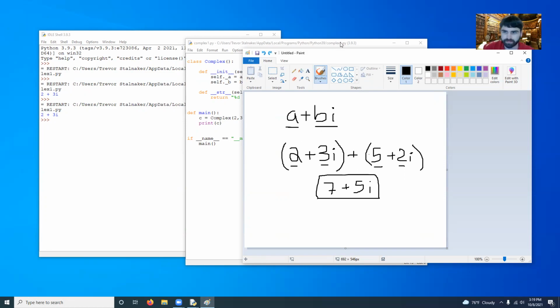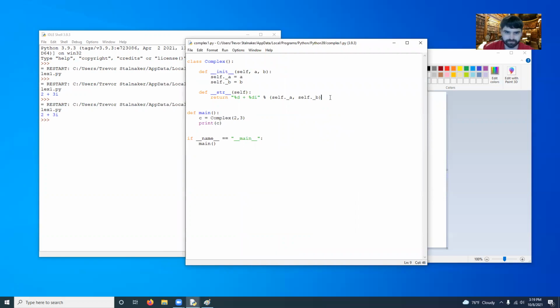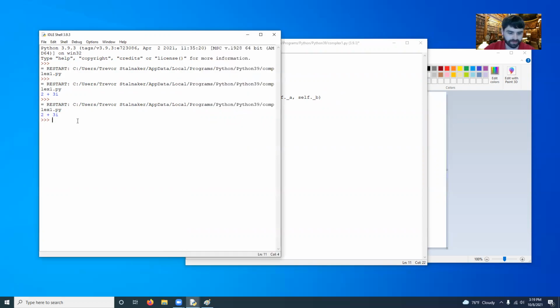So let's try to implement that in Python. Can you guess what dunder method we're going to want to implement here? Okay, so it's going to be double underscore add double underscore. And what this will do is enable us to use the plus operator. So just like you can do with ints, and you can do with floats, and you can do with strings, we'll be able to do it with complex numbers. So we can do like c1 plus c2, where they're both complex numbers, and we'll get a complex number back. That's going to be pretty cool.